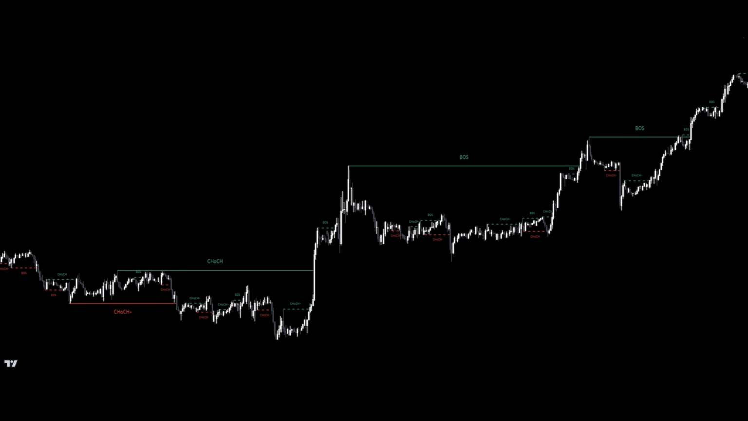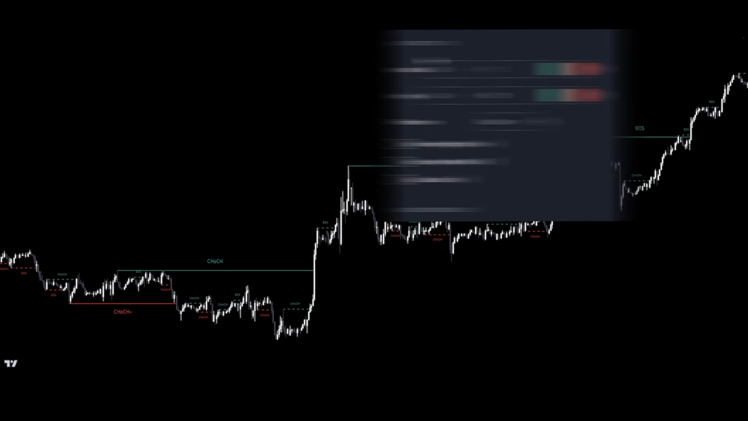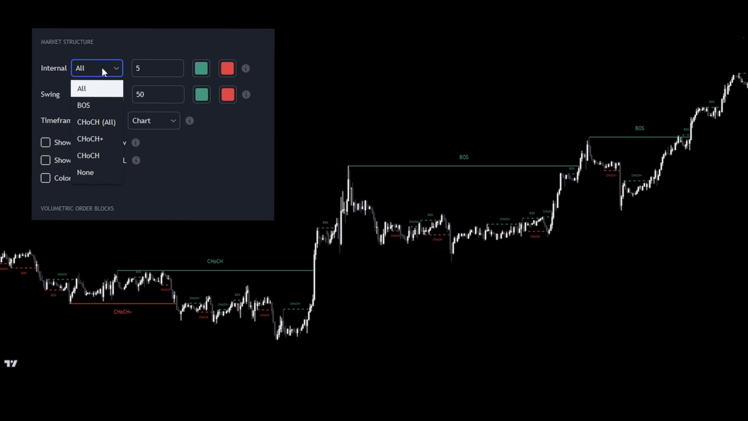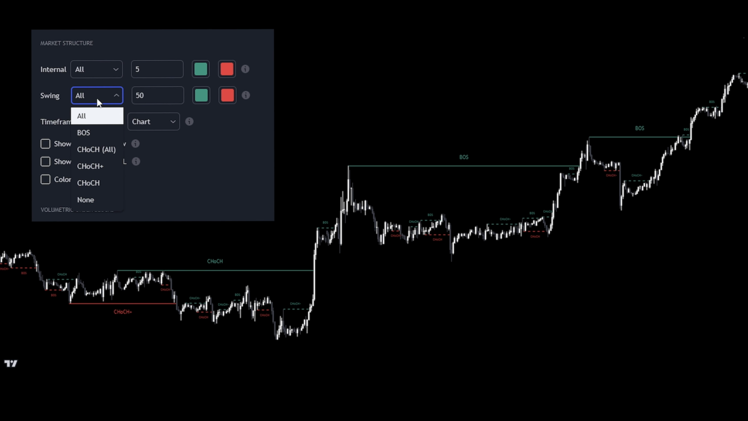Let's start with market structure, which automatically detects real-time market trends using two key concepts: change of character and break of structure. In the indicator settings, you can enable both internal market structure for shorter-term insights and swing market structure for identifying longer-term trade opportunities.